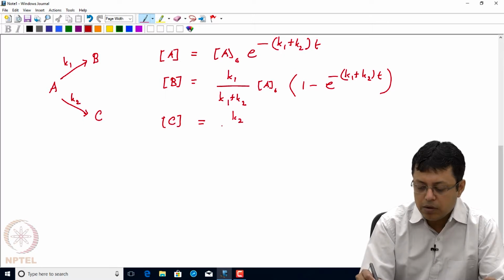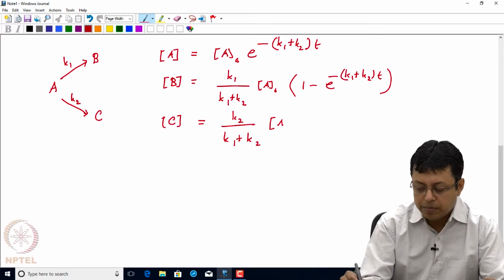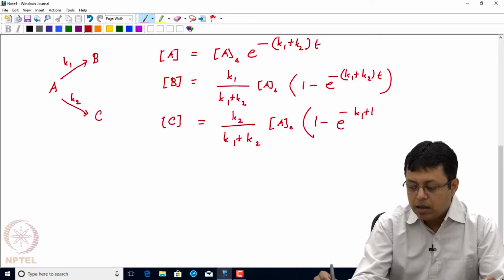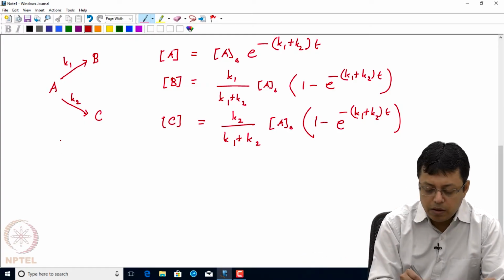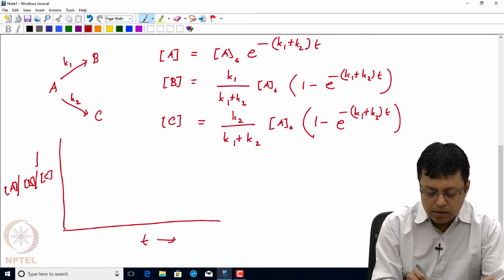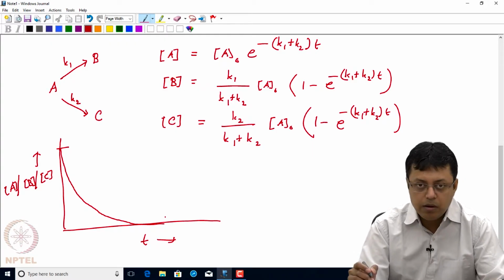Instead of K1 here I will have K2 in the denominator, and everything else is just like the equation for B. So the assumption or the initial condition was that only A was present, the concentration at time 0 for A was A0, and the concentration at time 0 for B and C was 0. Now if I plot these concentrations, A or B or say C, versus time, the profile for A is pretty straightforward. It will have an exponential decay and it will go to 0, of course, because it's all irreversible reaction.